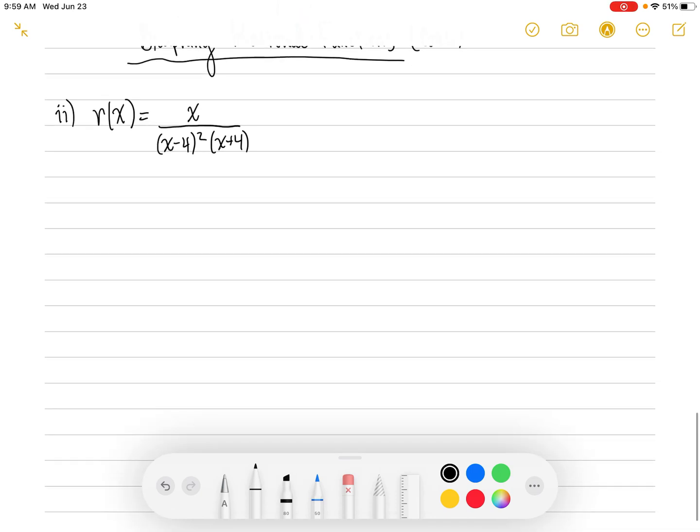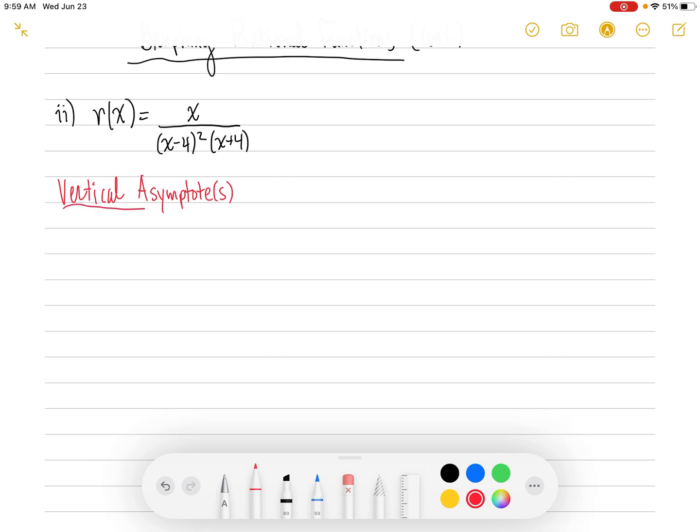So we want to continue graphing rational functions. We're going to start our analysis with this function, where we find the vertical asymptotes first. So how do you find vertical asymptotes? You'll focus on the bottom factors. You set those equal to 0, so I'm going to take x minus 4, set it equal to 0.